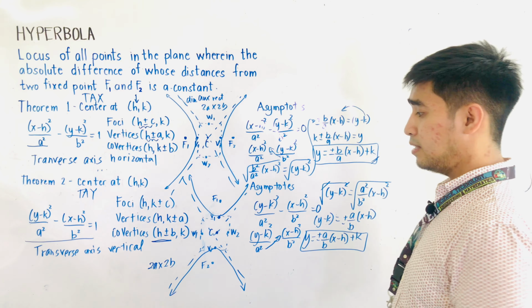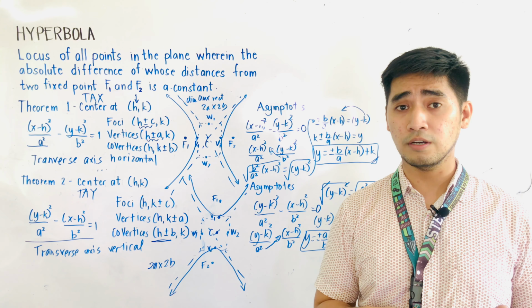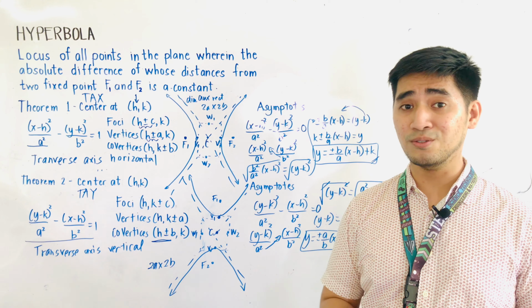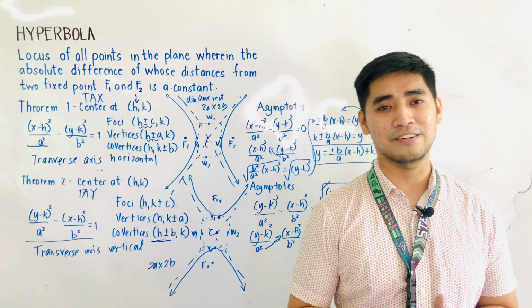So I hope everything is clear with all the theorems that I have discussed. This will now be the formula and the theorems that we will be using if the center is located at (h, k), in order for us to locate the foci, the vertices, the co-vertices, and to draw the auxiliary rectangle and to write the equation of the asymptotes. Remember that the asymptotes are just the diagonals of the auxiliary rectangle.